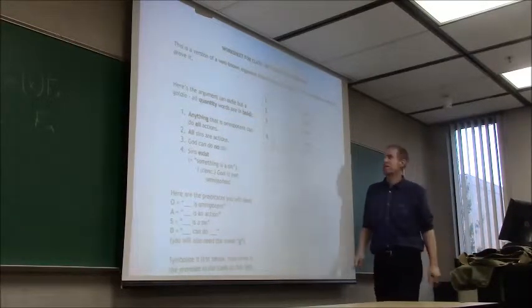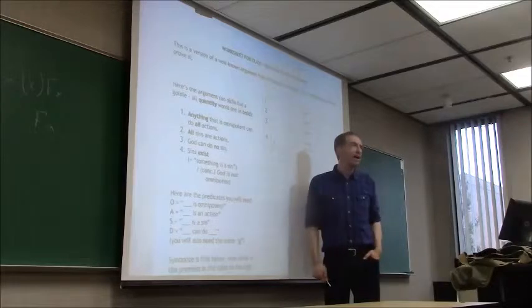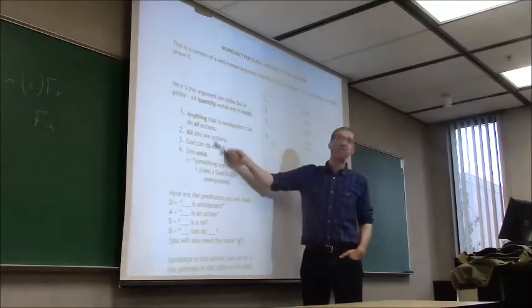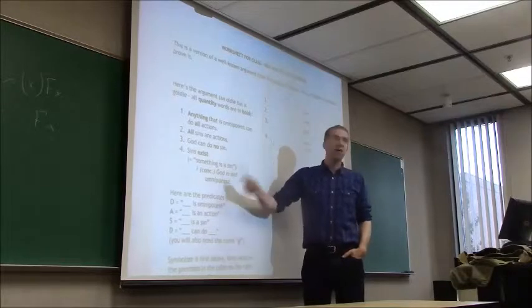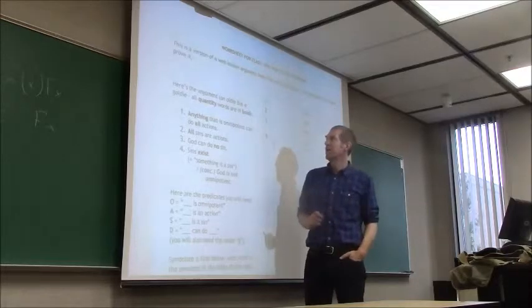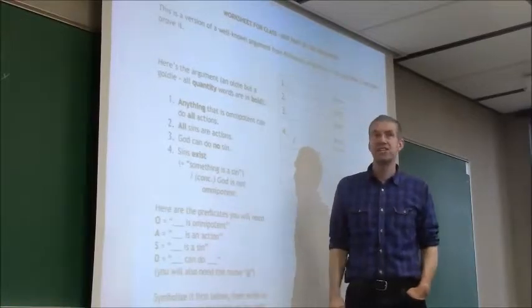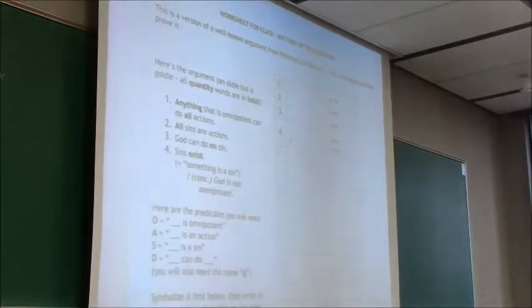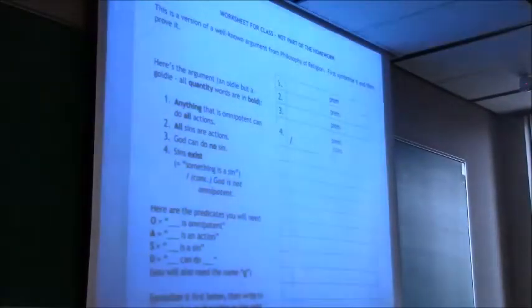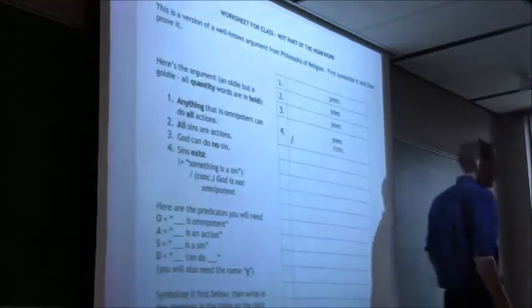So, it is an actual argument, and it is of interest. Like most intriguing arguments, it has premises that just about anybody could agree with, but a controversial conclusion. So it's worth testing to see whether or not it's a valid argument. The first premise is basically a definition of omnipotence. It says anything that is omnipotent can do all actions. Basically, anything omnipotent can do anything.